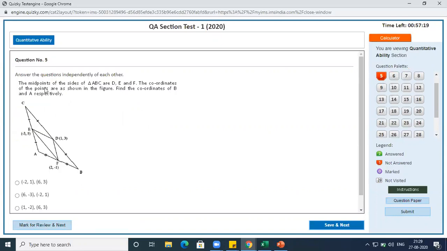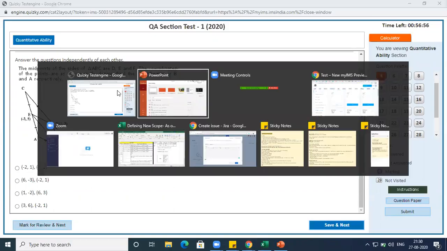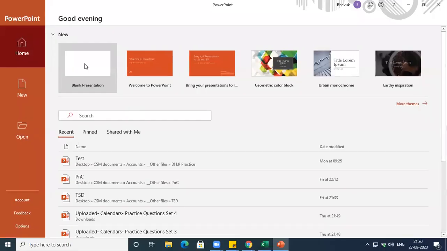Next question, independent of each other. The midpoint of the side. I'm looking at the diagram. The statement here is only in English, there is no number here, so all I have to interpret is from the figure. It says the midpoints of this triangle's sides are given at these points. The coordinates of the points are as shown. Define the polynomial. Seems like a midpoint theory question, coordinate geometry. Let's solve it.